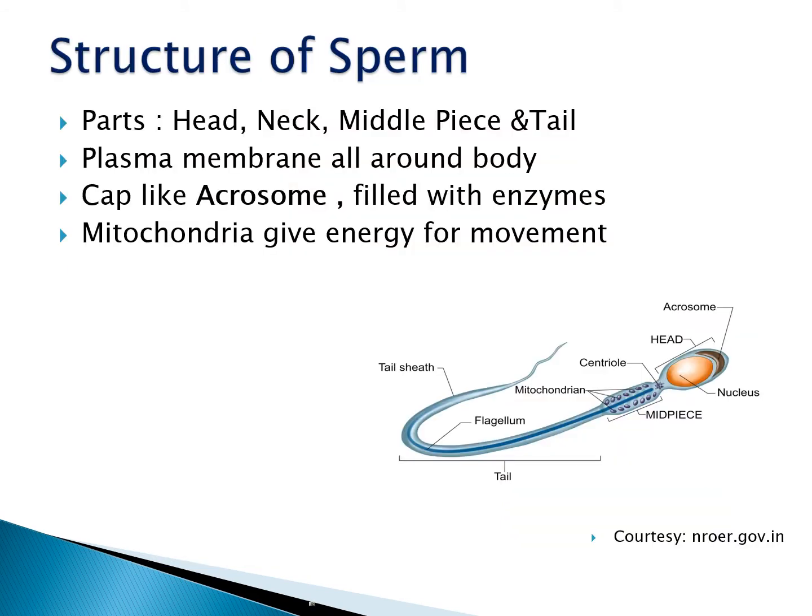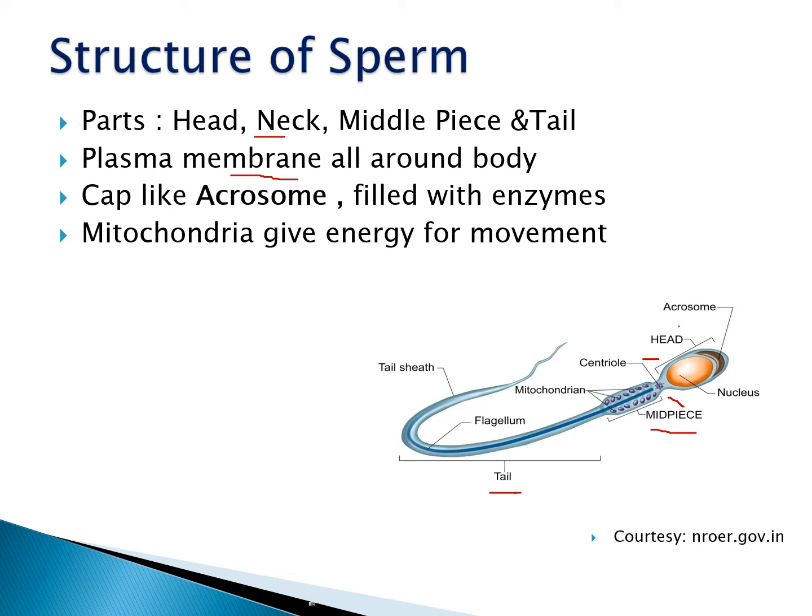This is the structure of a sperm. It has the following parts: head, neck, middle piece and tail. In this diagram you can see the head, and this small region is called the neck. Then there is a middle piece and then there is a tail. The plasma membrane is present all around the structure of a sperm.